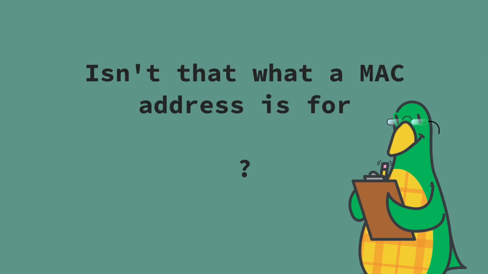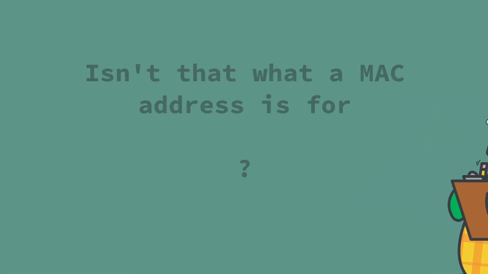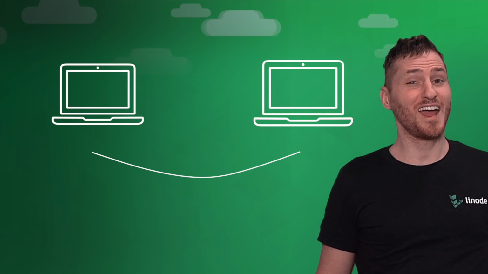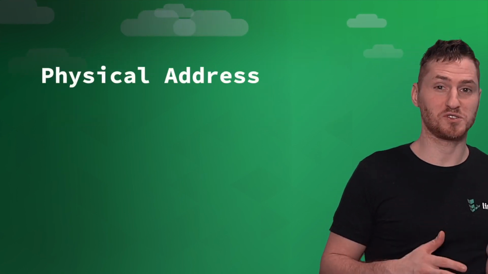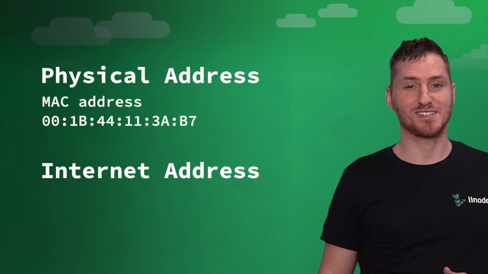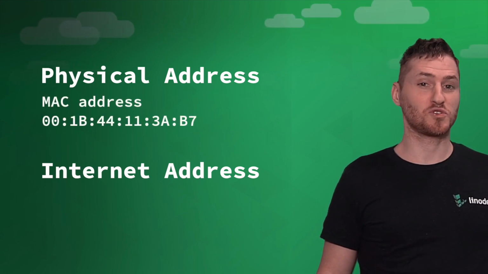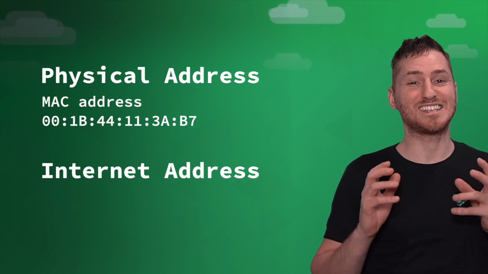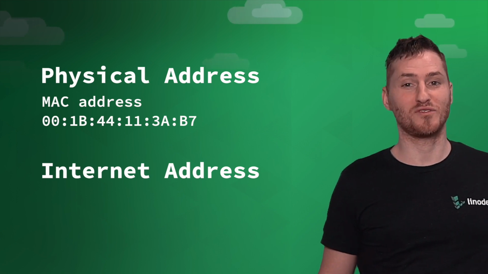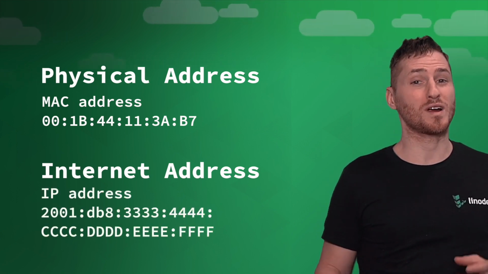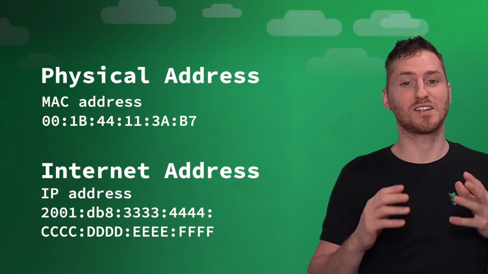So you may be thinking, isn't that what a MAC address is for? And you would be correct, but that's not the whole story. Every device that is connected to the internet actually has two types of addresses, a physical address and an internet address. The physical address is the MAC address. MAC stands for Media Access Control. It has nothing to do with Apple Macintosh computers. So the MAC address identifies one device to other devices on the same local network. The internet address, on the other hand, or IP address, identifies the device globally.